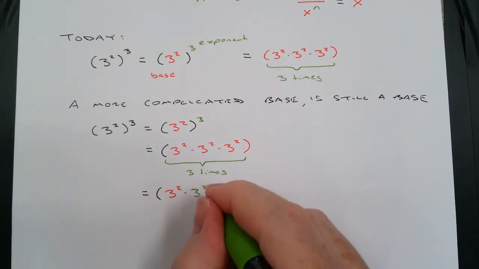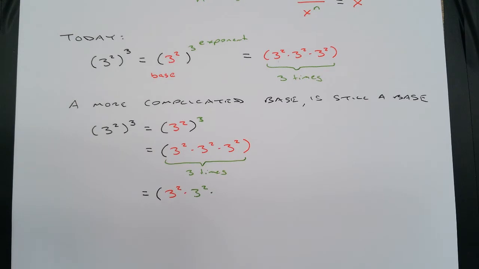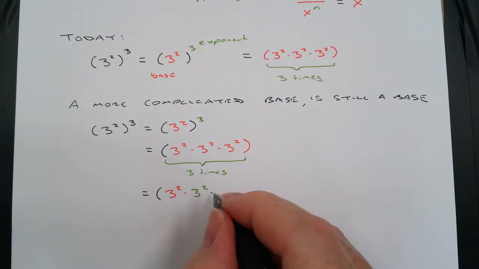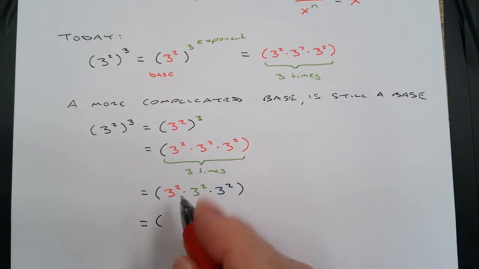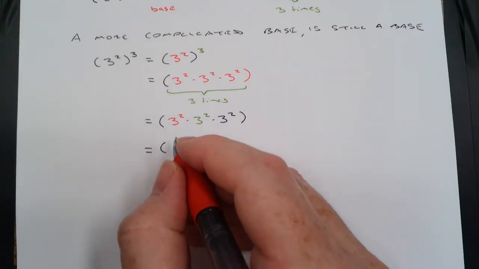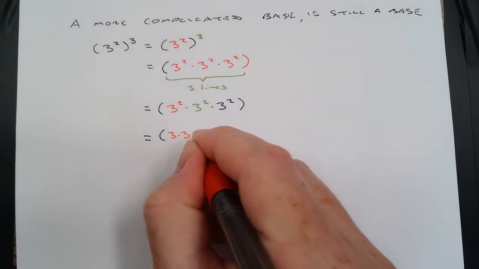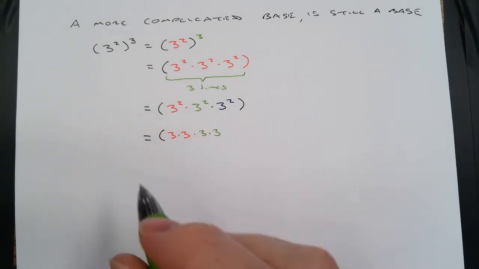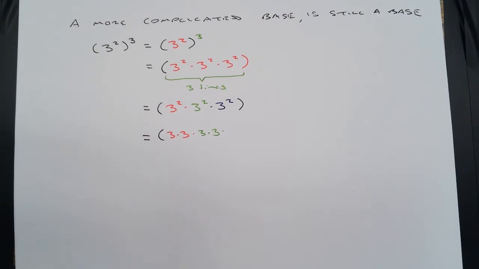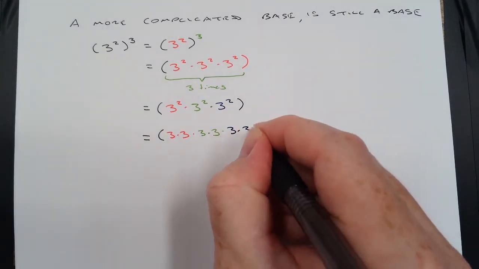See how I'm making each 3 squared. When the base repeats, I'm using a different color for each of them. This is kind of stretching it out. So what happens is 3 squared is 3 times 3. This 3 squared is 3 times 3. And this last 3 squared is 3 times 3.